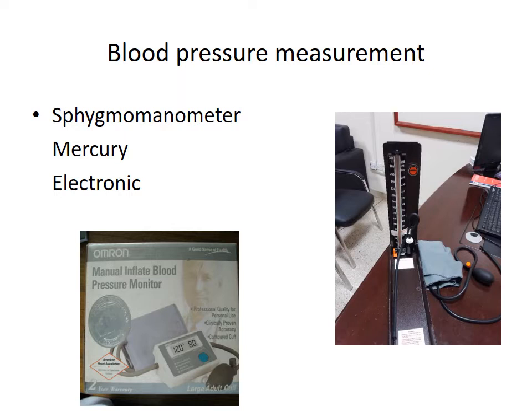But you can also have the electronic one, and Omron is a popular one. It can be a cuff type, and then you have the machine that will record the blood pressure, or the one that goes around the wrist, like a wristband, that also does blood pressure measurement using the same mechanism.